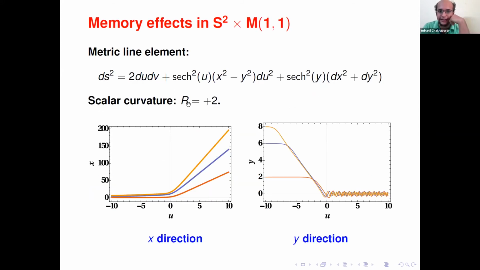What happens in the other scenario? The metric line element looks like this. The scalar curvature is plus 2, and along x you see an increase in separation, monotonically increasing separation. But along y, you see there is a new phenomenon, sort of an oscillatory motion is generated.